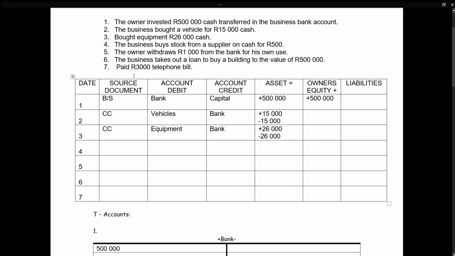Bought for cash. Remember, the business buys stock from a supplier on cash, so check counterfoil. Bank will decrease, so therefore bank decrease minus 500 Rand. And then trading stock, which is also an asset, will increase. Remember, assets increase on the debit side. So assets increase with 500 Rand. There you go.